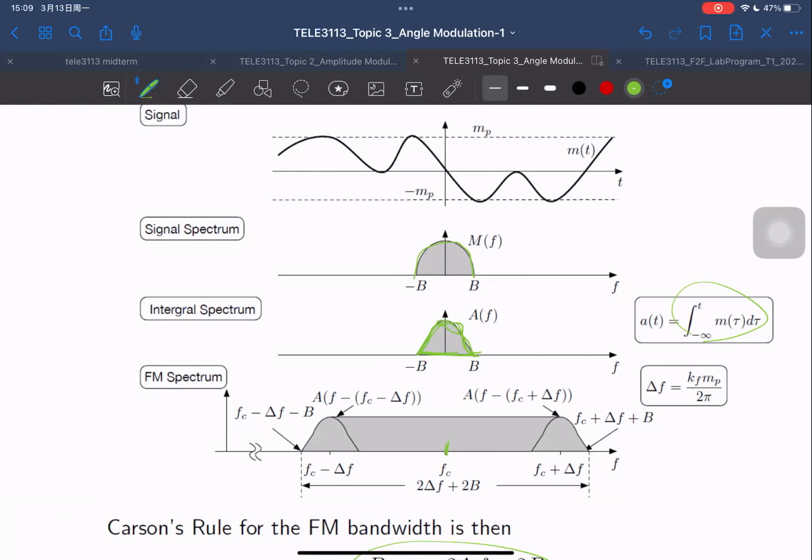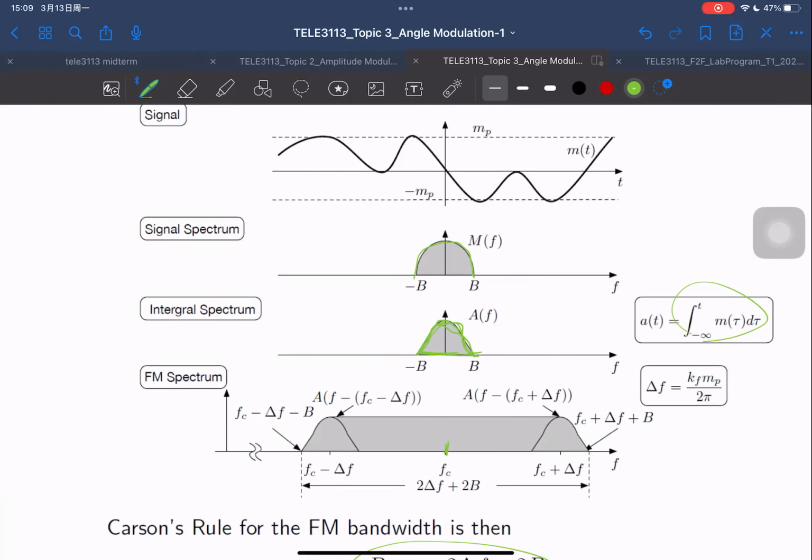Oh wait, they should have the same magnitude. Oh wait, they don't have the same magnitude. This one is smaller. So this is going to be FC plus 90 hertz, and this one is going to be FC minus 90. And this is going to be negative FC plus 90, and negative FC minus 90. That's your amplitude spectrum.